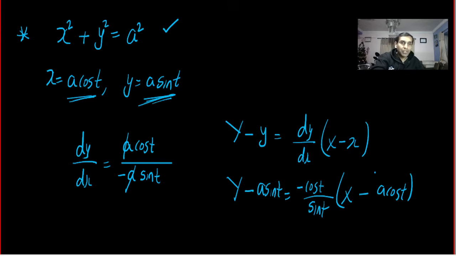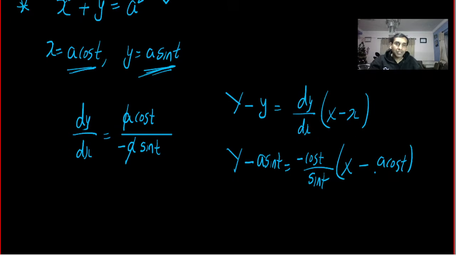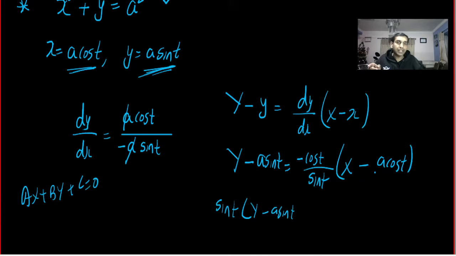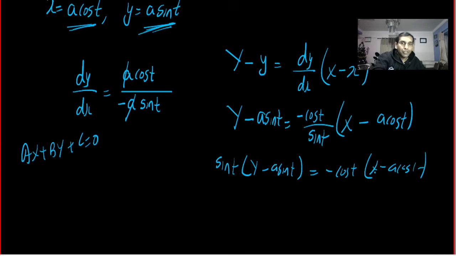Okay, now let's cross multiply. So we get, because our job is to put it in the form ax plus by plus c equal to 0, so I'm going to cross multiply. I'll get sin t multiplied by y minus a sin t is equal to minus cos t multiplied by x minus a cos t. And fast forward, I'll get cos t multiplied by x. I'm skipping steps. Don't skip steps. You pause the video and check whether your answer is correct.